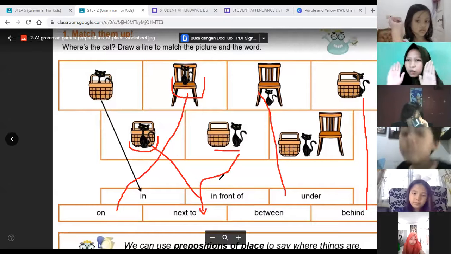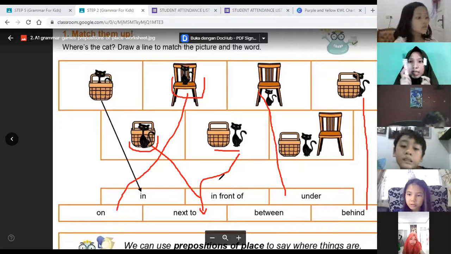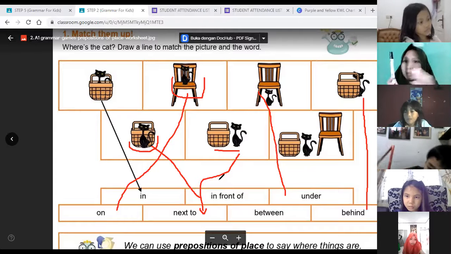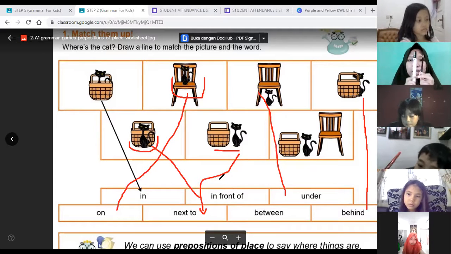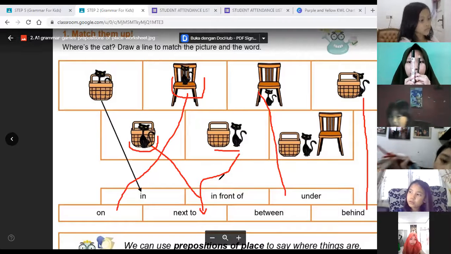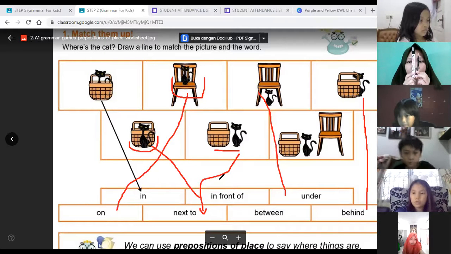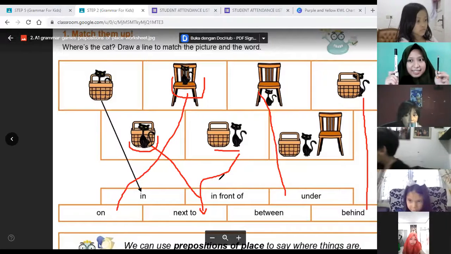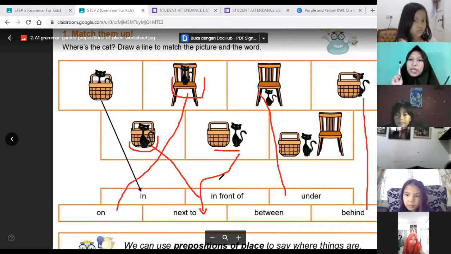What is the difference between next to and beside? Next to is like this, everyone. The marker is next to the marker as well. Okay, I will take pencil. The pencil is next to the marker, everyone. This one is next to, everyone. It's really near. There is no distance here. Okay, if like this, it's beside. There is this thing here. Do you understand now what is the difference between beside and next to?